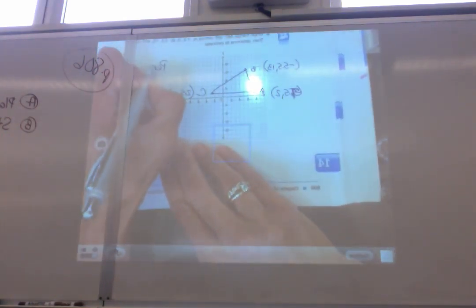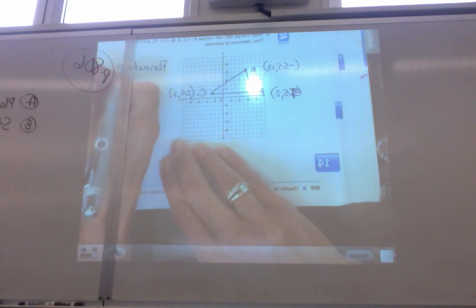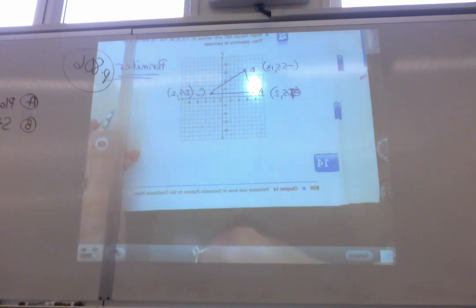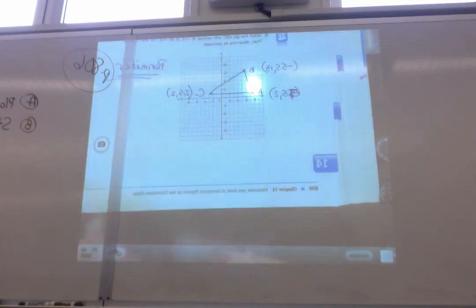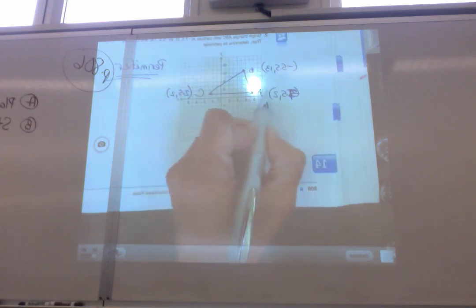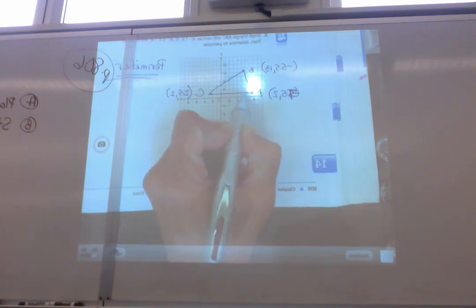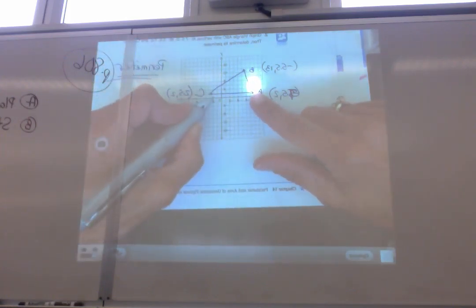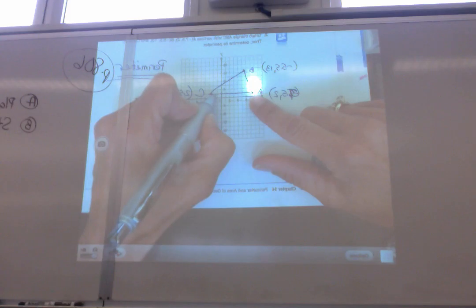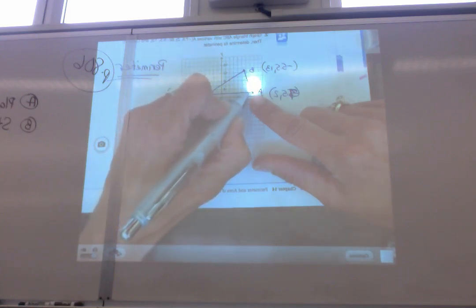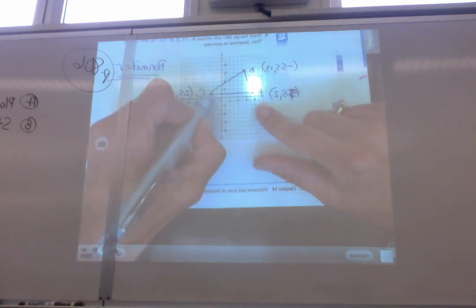What is perimeter? Outside distance. So we need the lengths of sides. Well, one side is easy. This is nice and flat. We can count boxes. One, oh no, we can't because they did halves on us. But let's see, 1, 2, 3, 4, 5, 6, 7, 8, 9 whole boxes, and then a half a box this way and a half a box this way.